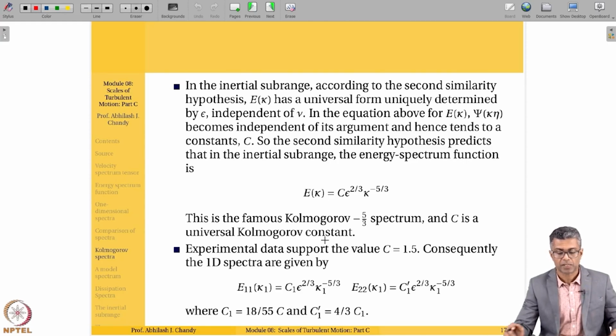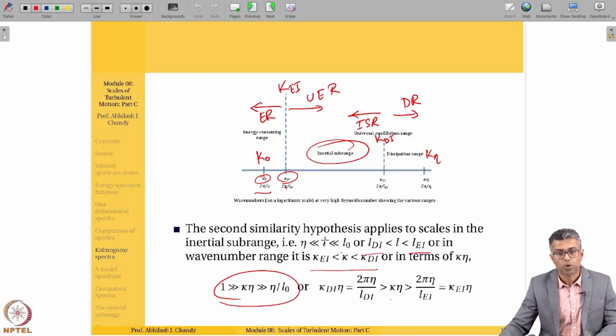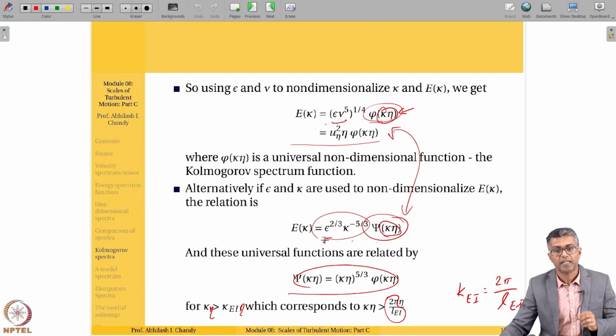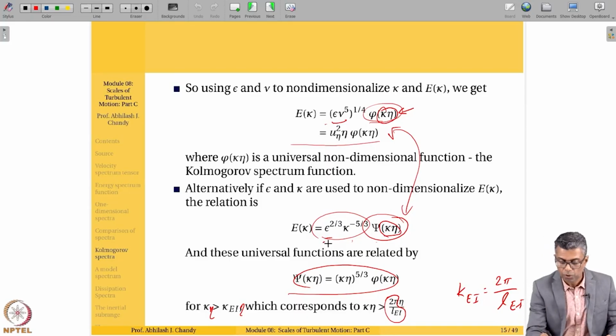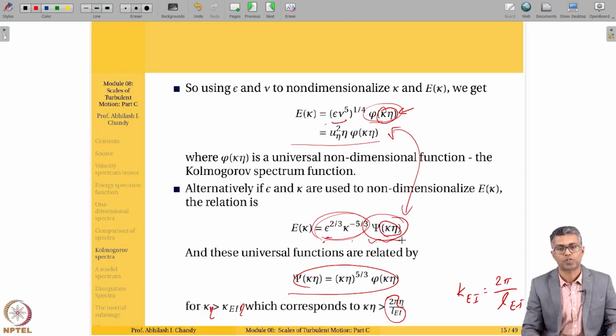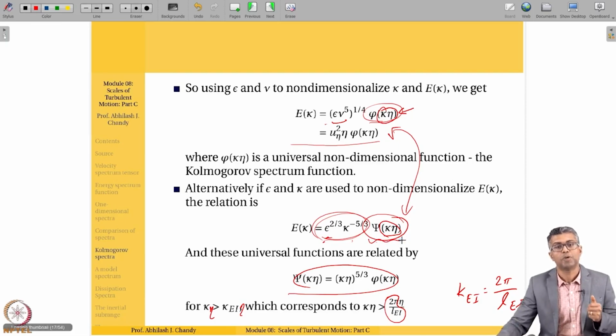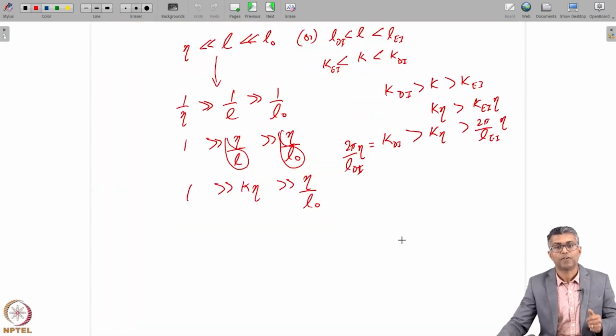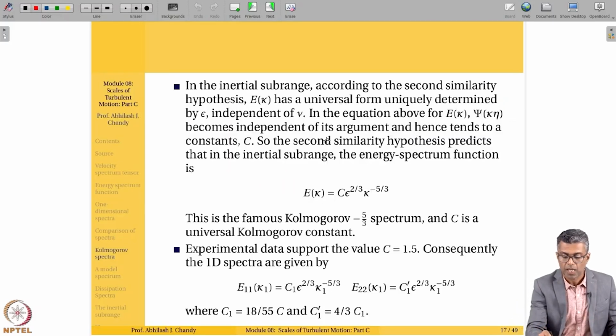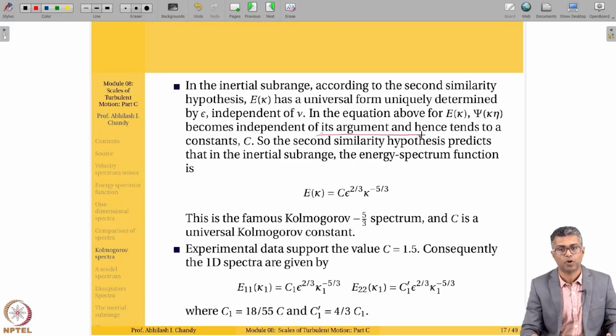So here this psi of kappa eta becomes independent of its argument and hence tends to be a constant, because see what happens. What we are saying is in the inertial subrange it only depends on epsilon and is independent of nu. Here it depends on epsilon already, which means this right here has to be a constant because your epsilon dependency is already there. So your psi has to be a constant, isn't it? It becomes independent of its argument and hence tends to be a constant.